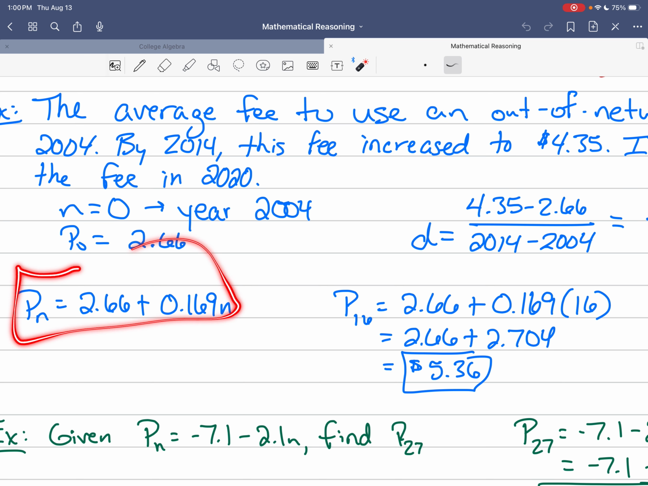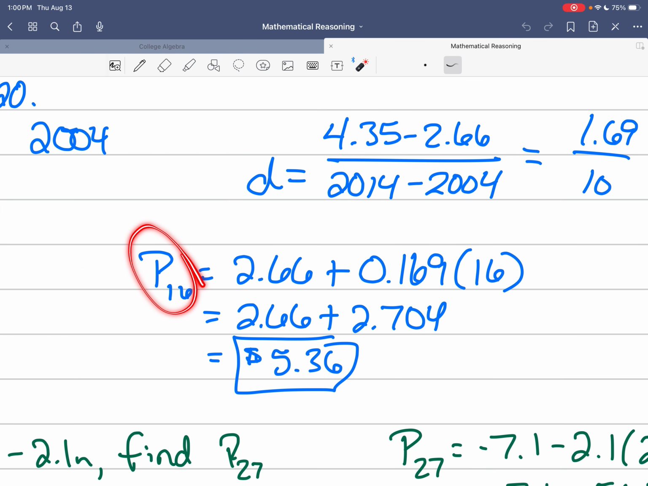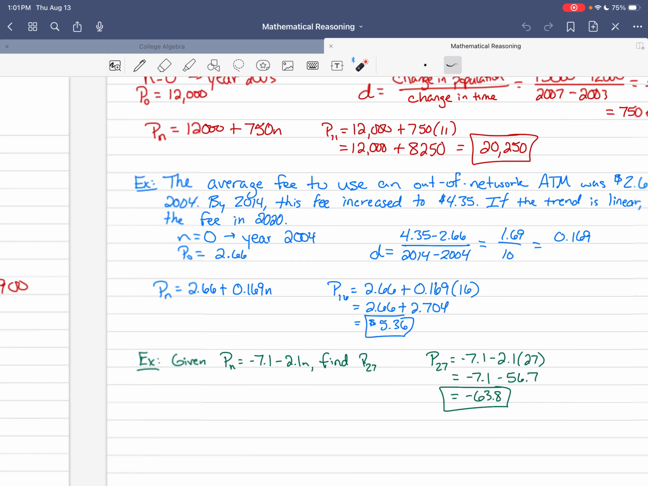So to write our equation, we're going to do Pn equals that 2.66 plus 0.169 times n. We are doing the year 2020, which is 16 years after 2004. So that will be your n in this case. So we do P16 equals 2.66 plus 0.169 times 16. 0.169 times 16 is 2.704. Added to our 2.66 of original gives us a grand total of $5.36 in 2020.